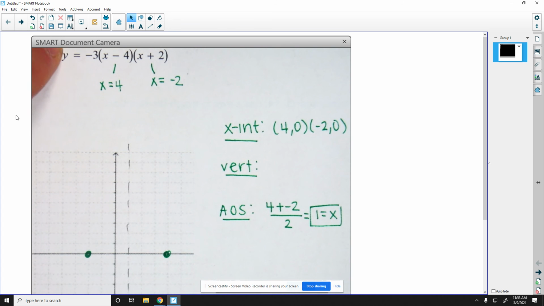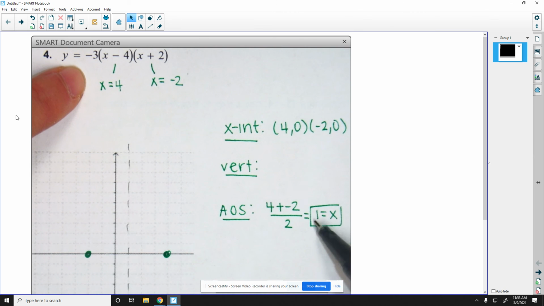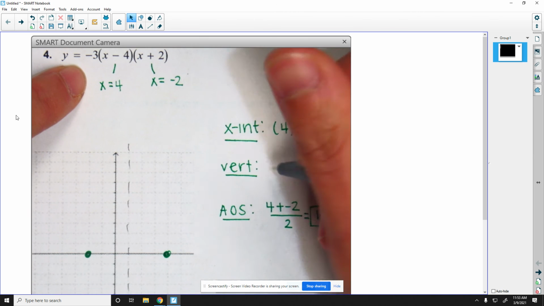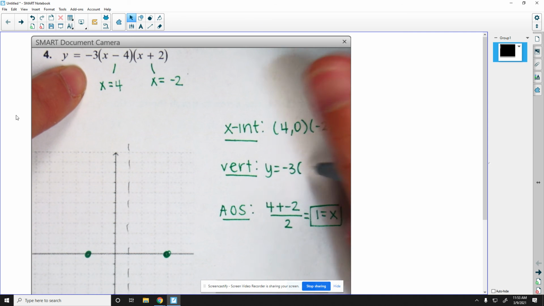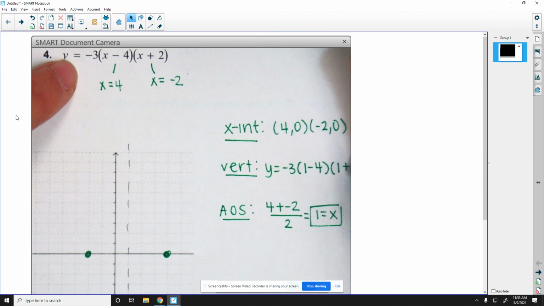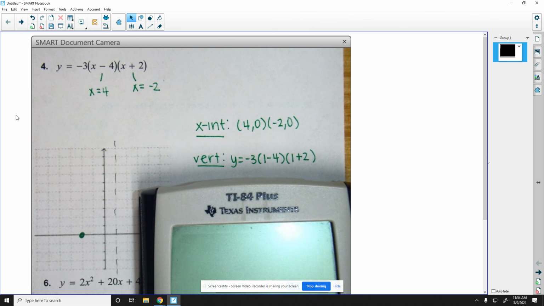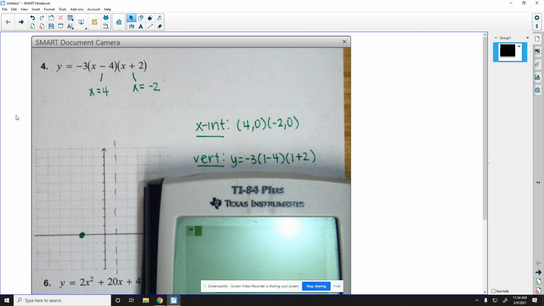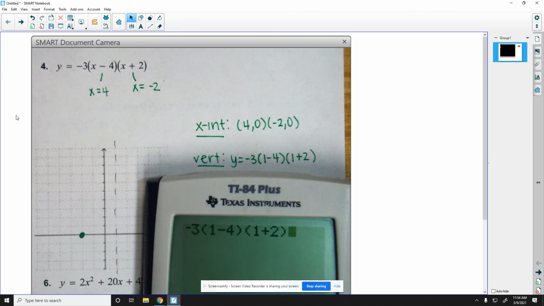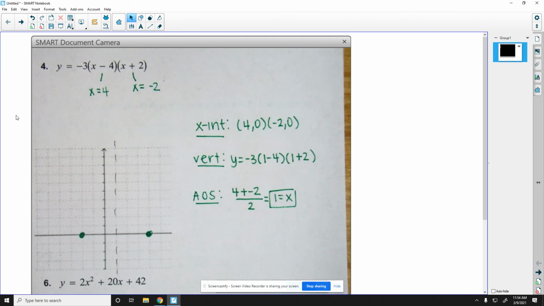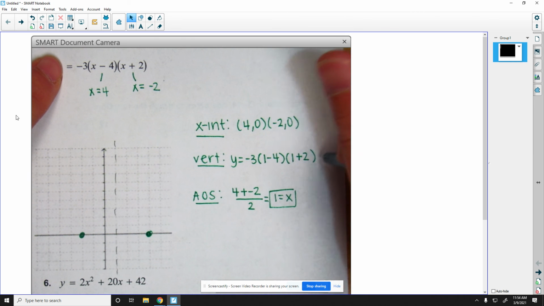So then for my vertex, I can just plug x, the 1, into my original problem. So y equals -3, parentheses, x, oh no, that's 1 minus 4, parentheses, x, oh, that's 1 plus 2. So in my calculator, when I type this out, I would literally just type it in as a sentence. -3, 1 minus 4, 1 plus 2, like that. So y equals 27. Ooh, that's a big one. All right. So if that equals 27, then I have (1, 27).